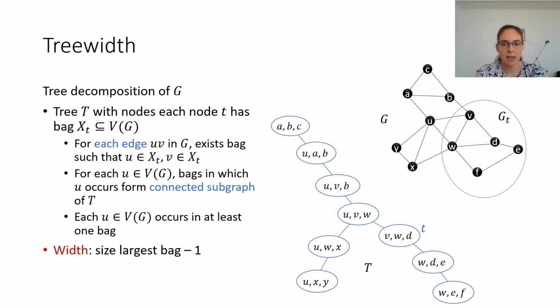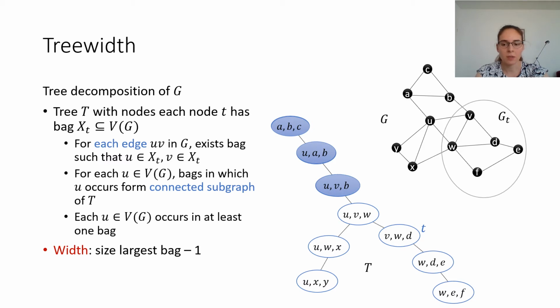Furthermore, if we look at any vertex U, then the nodes that contain U in their bag must form a connected subtree. For example, all the nodes containing B form a connected subtree. And lastly, every vertex needs to occur in at least one bag. The width of a tree decomposition is simply the size of the largest bag minus 1.